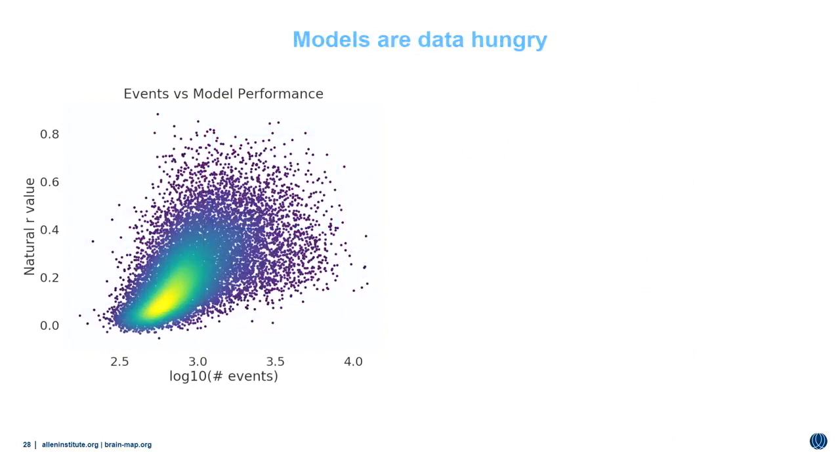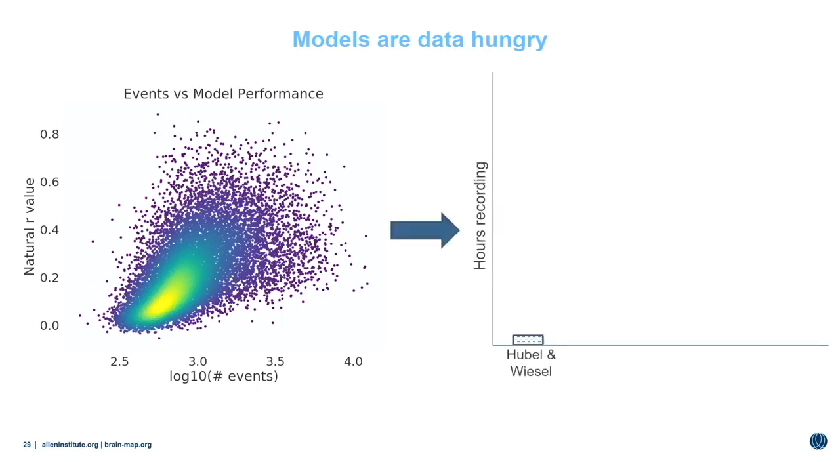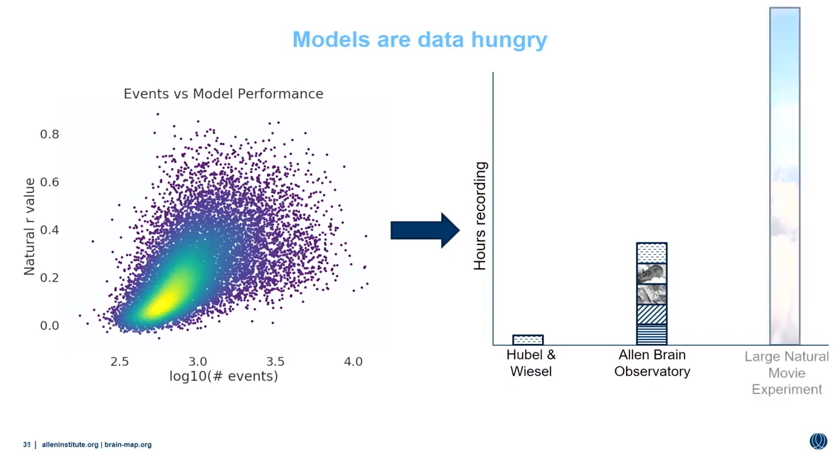The other problem is that models are data hungry, and we see that there's a very clear relationship between the number of events we collect for each neuron and how well the model predicts, indicating that our models might not be sufficient, and also we might not have enough data to fit even more complicated models. However, for comparison, the Hubel and Wiesel experiments that Saskia mentioned were based on about 20 minutes of data collected using very simple stimuli. The Allen Brain Observatory collected about 3 hours of data per neuron using a variety of stimuli. And we're currently working to collect a set of 10 hours of natural movie data for each neuron, which we'll then use to try to fit more sophisticated models.